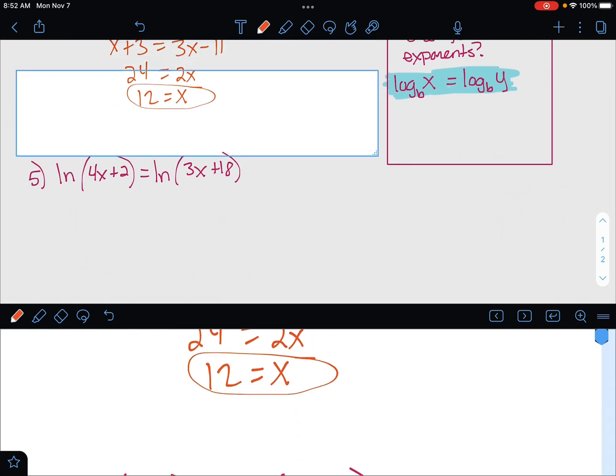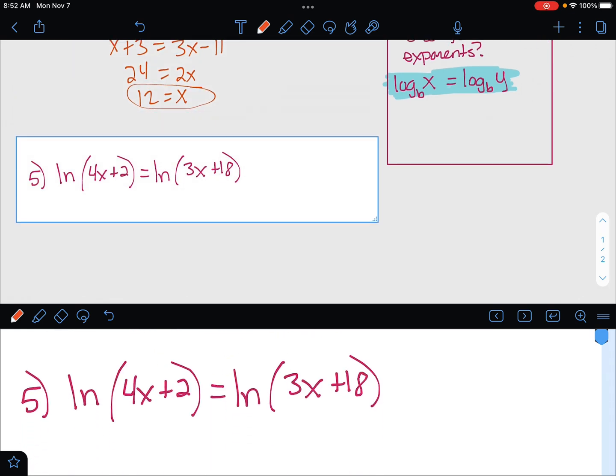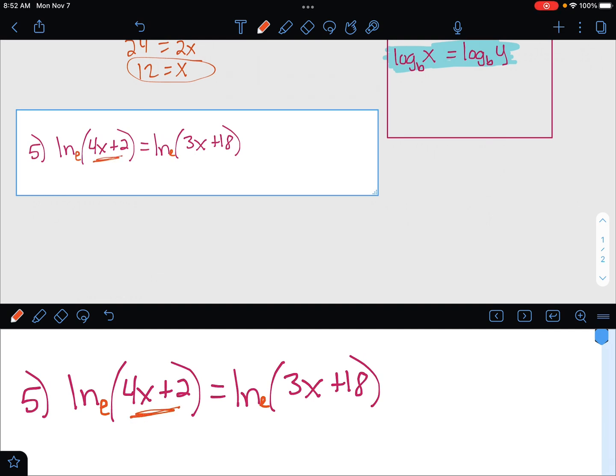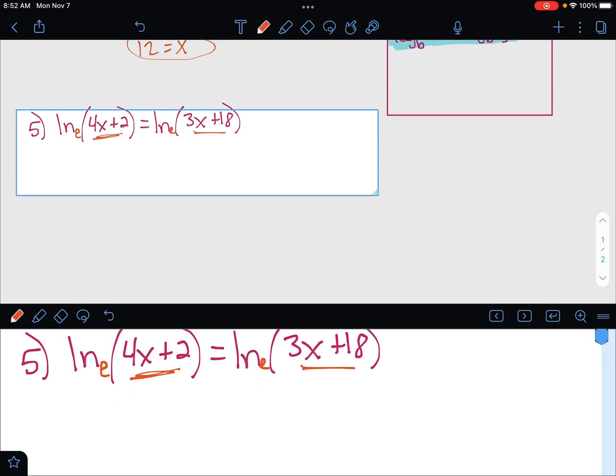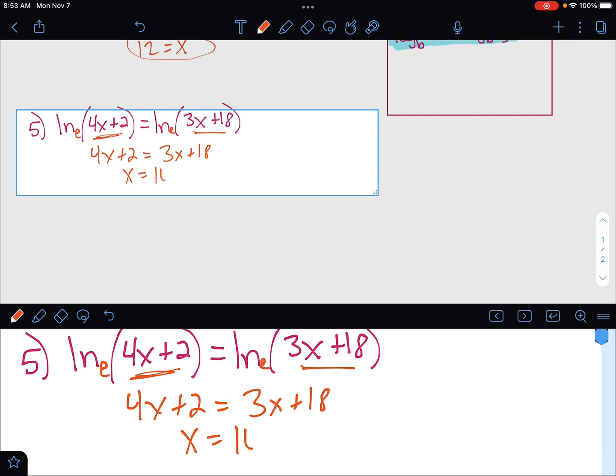Now, let's look at one with ln. Same thing. What's the base of a natural log? e. So we have e here and e here. Well, those have the same base. So what can we do? We can take the stuff inside and we can set it equal. So we have 4x plus 2 equals 3x plus 18. Solve that down and you end up with x equals 16.